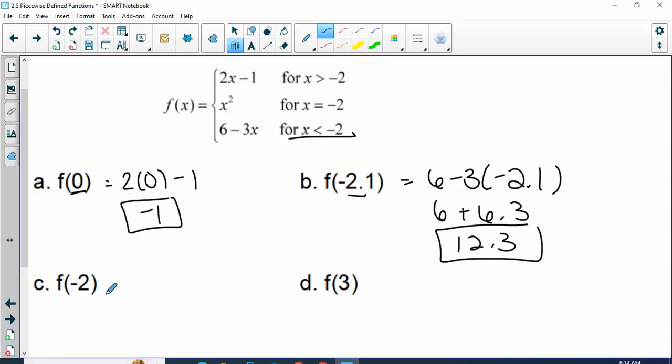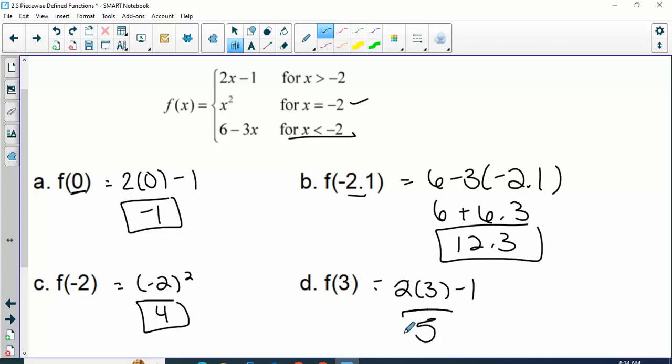C, -2. Which piece do we plug that into? The middle. -2 is equal to -2. So we have a -2 squared, which is 4. And 3. Which one do we plug that into? The first. 3 is greater than -2. So we get 6 minus 1, which is 5.